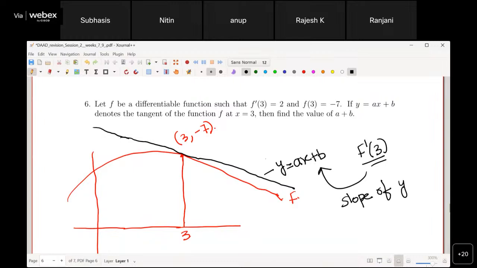Slope of this line y equal to ax plus b, right? So the slope of this line is what? What is the slope of this line? A. It's 2. Yeah, 2, right? And also you know that this line passes through 3, minus 7, correct? You know the slope of the line, and also you know that the line passes through 3 comma minus 7. So now can you tell me what will be the equation of this line?